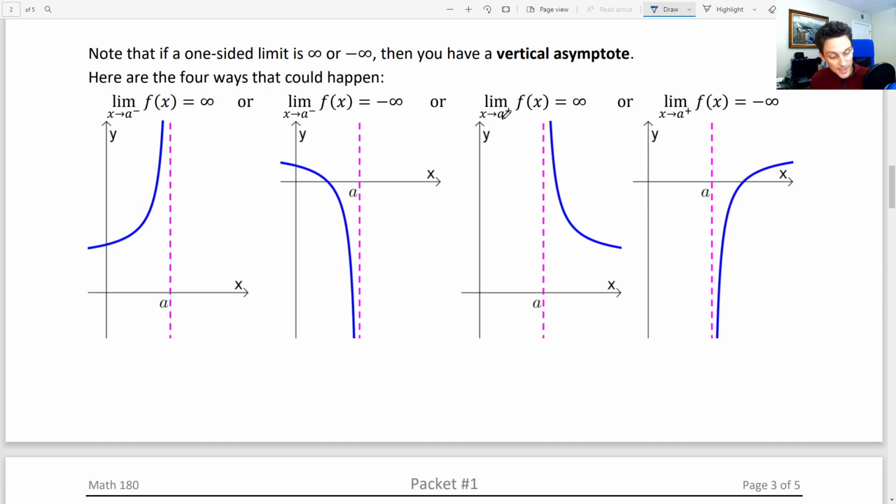Then we have the limit as x approaches a from the right. We could be approaching from the right and have the function going up to positive infinity, so the y values going up to positive infinity. That's what the picture would look like. And then the limit as x approaches a from the right could be negative infinity, in which case the graph would fall down to negative infinity as we get closer to a from the right side. So these are the four different ways that you could have a vertical asymptote: either left side, positive infinity or negative infinity, or right side, positive infinity or negative infinity.